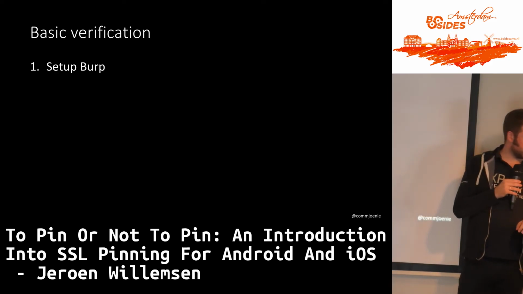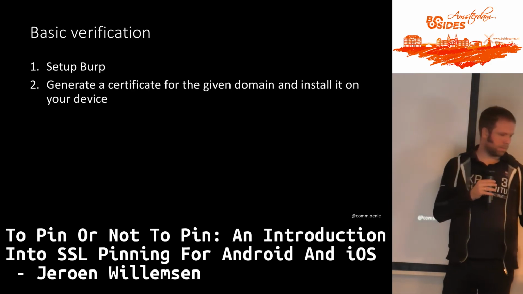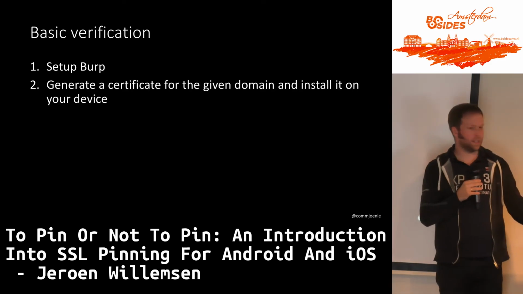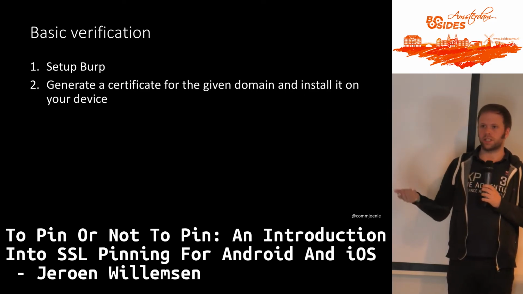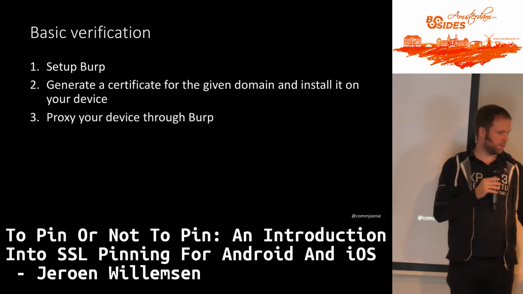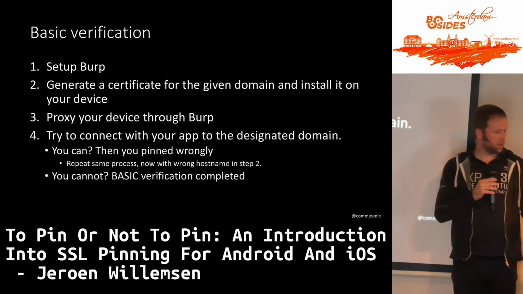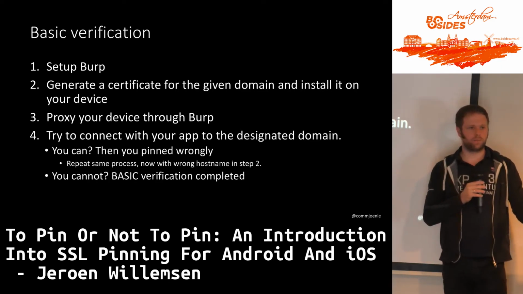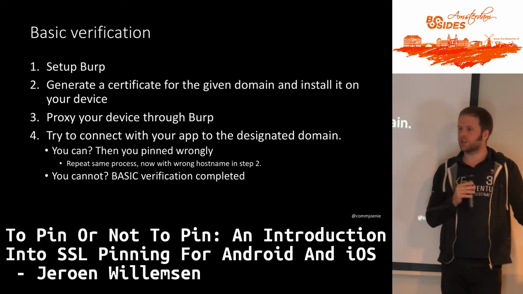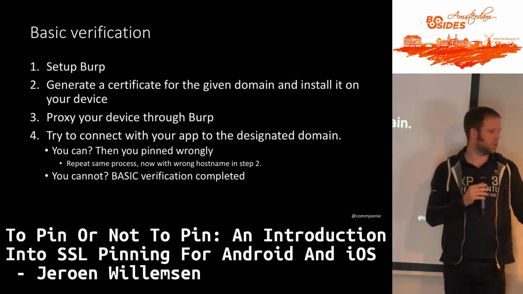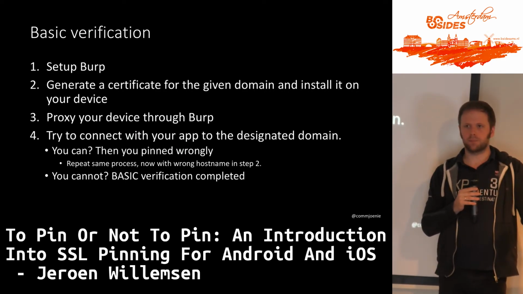Then you have your basic verification. So basically it's all based on Burp. You set up Burp, you generate a certificate for a given domain and install it on your device. So just enter the domain name in the certificate generator for Burp in the proxy settings and then go along. Then proxy your device through Burp and try to connect to the designated domain. If you can, then something went wrong. And if so, try to repeat the same process, but then for any arbitrary host name in your certificate. And if you still can, then something definitely went wrong. And if not, your basic verification is completed. So that basically sums up all of that.